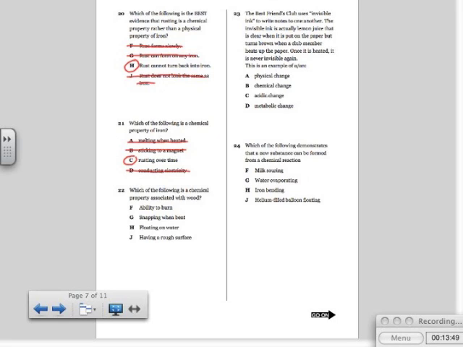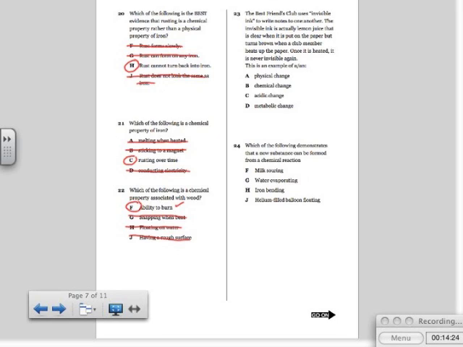Okay, 22. Which of the following is a chemical property associated with wood? The ability to burn. Yes, burning is a chemical property, but let's look at the others. Snapping when bent. No, that's just a physical property. Floating on water. No, that's a buoyancy thing, whether or not something can float. It just means it's less dense than water. So that's not it. Having a rough surface, that's also a physical property. So burning will always be a chemical property.